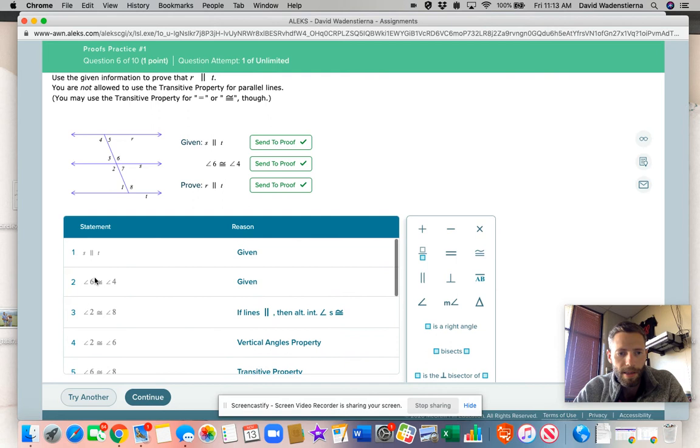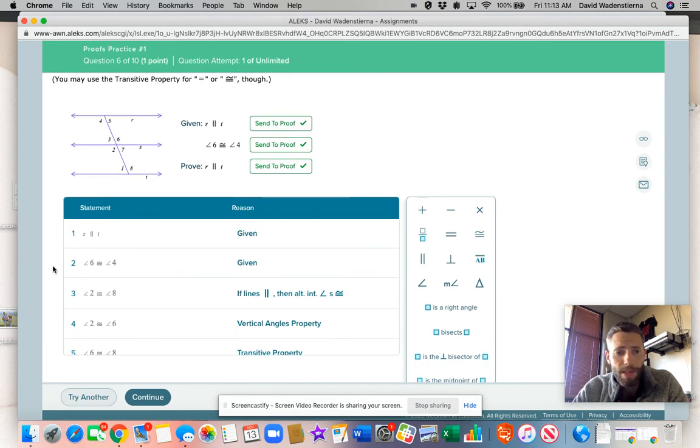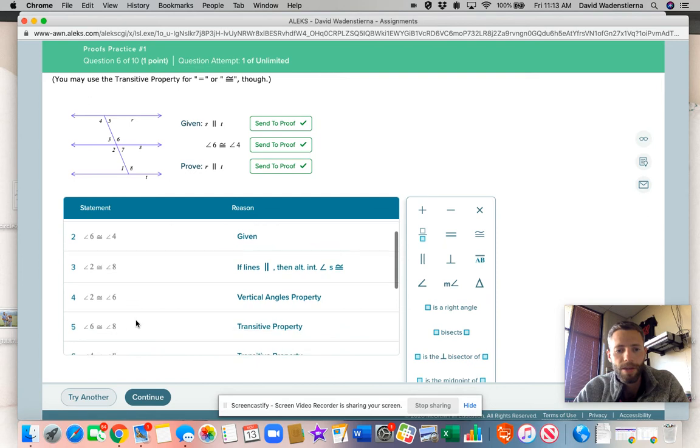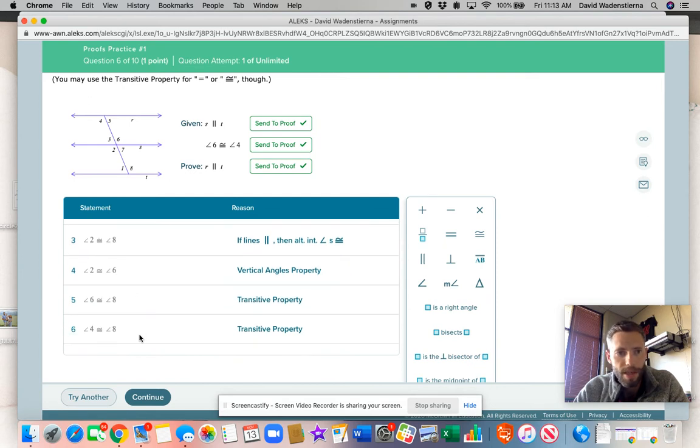As a strategy, I started with what I was given. I used the fact that S and T were parallel, and I made some statements off of that. And eventually, I tried to work my way up to angles 4 and 5 or 3 and 6, some of the angles that involve line R, because I'm trying to show line R and T are parallel. I just followed the path that I started out with based on the givens. Used some alternate interior angles, looked at some vertical angles, then started using transitive property, and eventually landed on 4 and 8, which are a key set of angles to show that R and T are parallel lines.